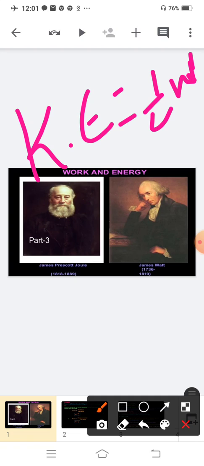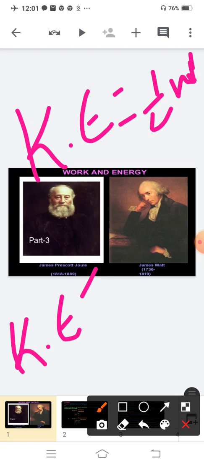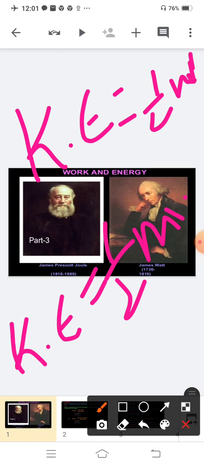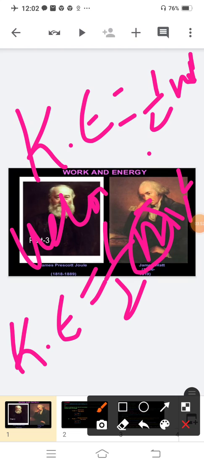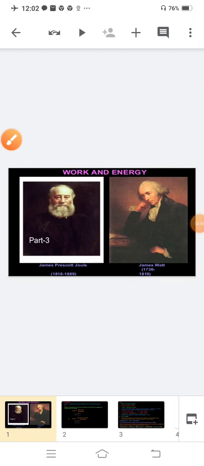That derivation is very important. Kinetic energy K is equal to half mv square, where m stands for mass and v stands for velocity of the body. Is this clear? Now, what do you mean by potential energy?